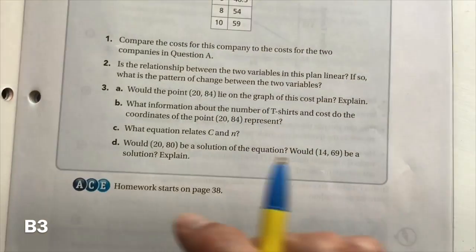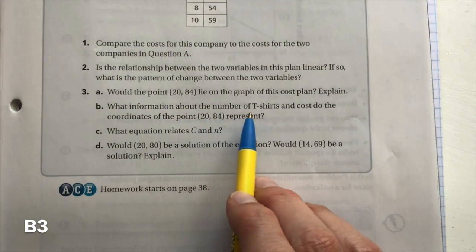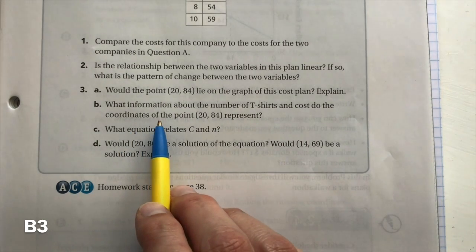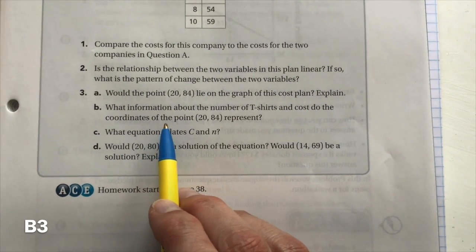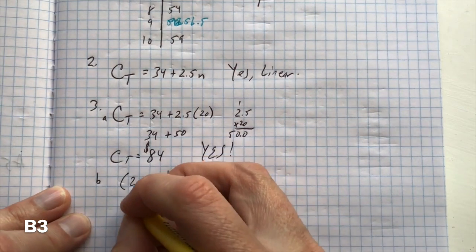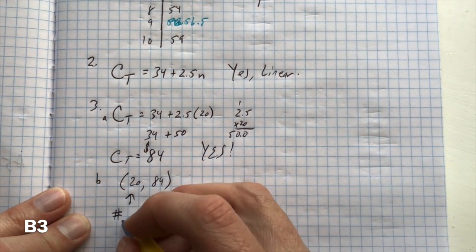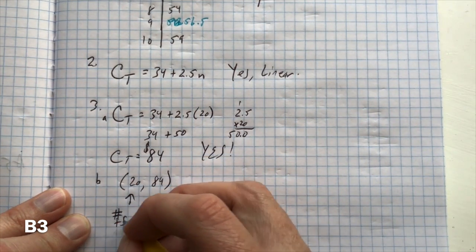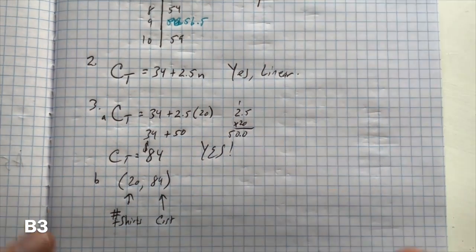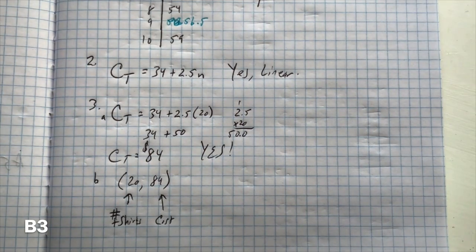3B. What information do the number of t-shirts and cost of the coordinates of these points represent? Well, that's kind of funny. We just kind of figured that out. But basically, if I have my ordered pair (20, 84), this is the number of t-shirts, and this is the cost. That's what that means.